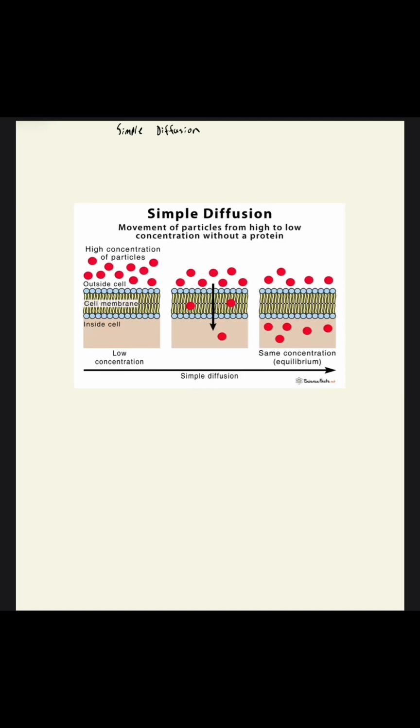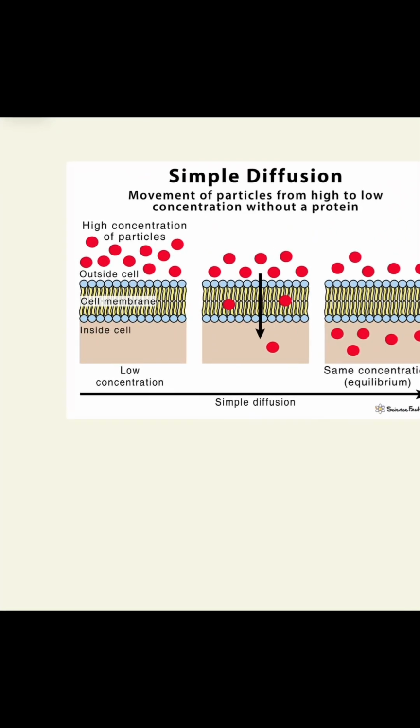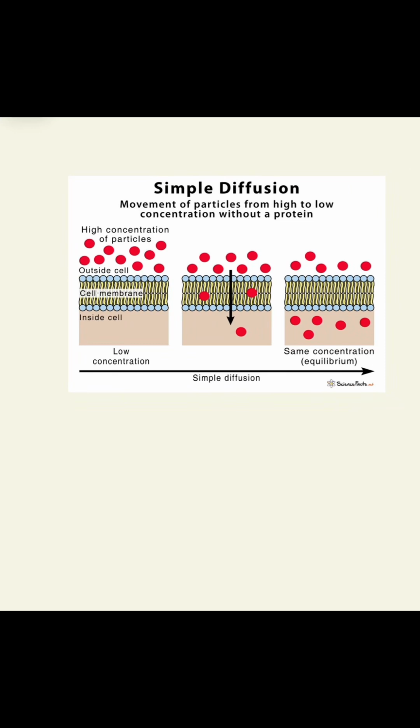Alright, hello everyone. Today we're going to be talking about simple diffusion. So some substances can cross the cell membrane without any assistance, moving directly through the phospholipid bilayer by simple diffusion. So what is simple diffusion?